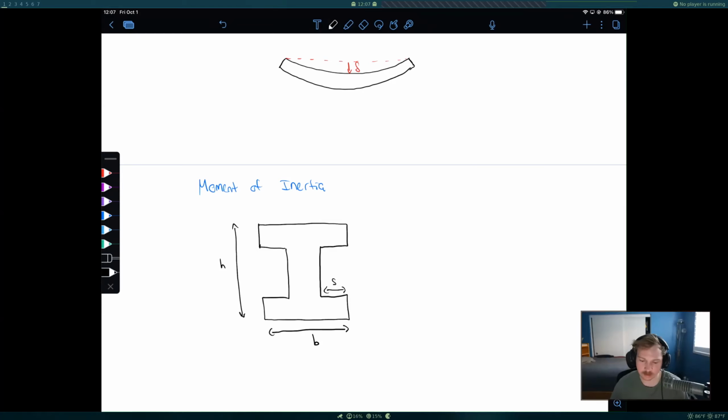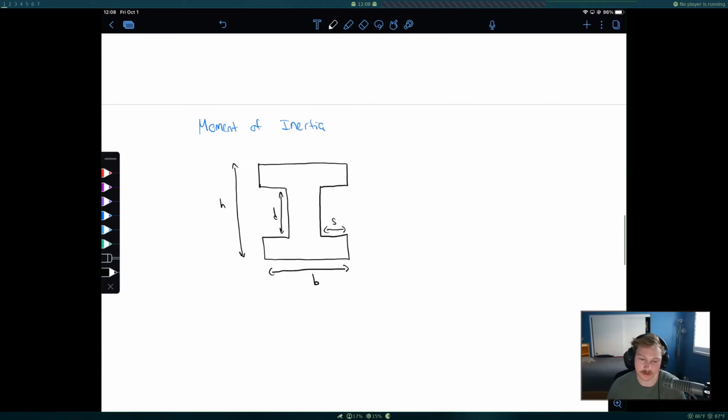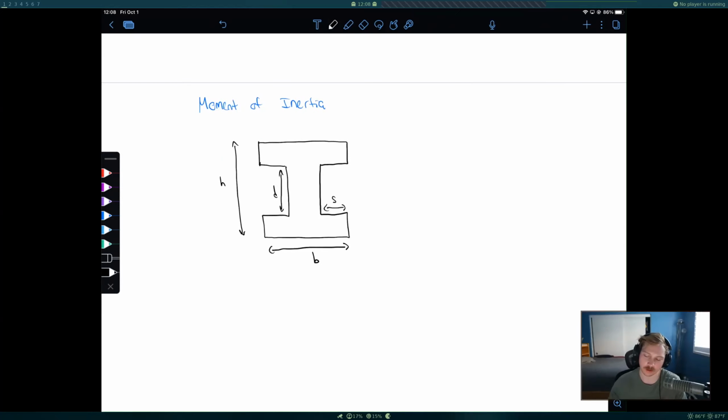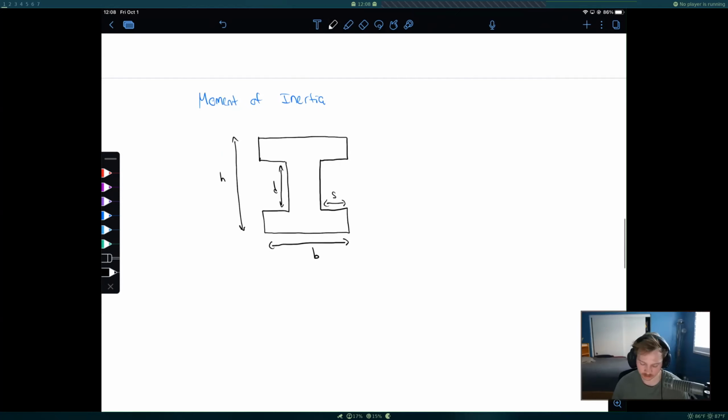Same thing with this dimension right here, S. You're going to measure that in a few different spots and take the average. And last, same with D, you're going to take the average. Okay, so you're going to get all of those, and then we'll get our formula that you're going to plug all of those values into.